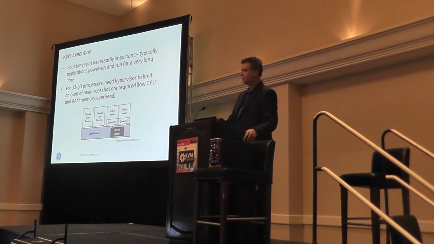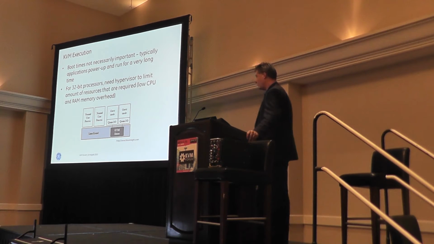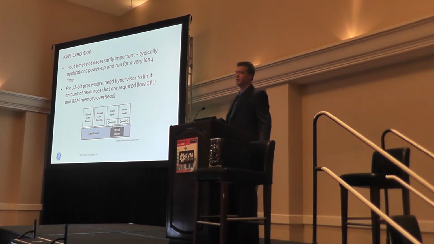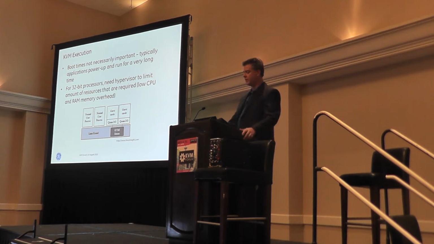For 32-bit processors, certainly the amount of resources that are required for any hypervisor we use is probably the most important thing for us. Low CPU and RAM memory overhead. If we only have 1 gigabyte to deal with, we certainly don't want to devote a large portion of it to KVM. We need to have some of that devoted to our guest operating systems. So the overhead of switching between guest operating systems is important. For our 32-bit space, I'm guessing we would like to target around 3 guest operating systems running concurrently if we could. Probably not more than that.